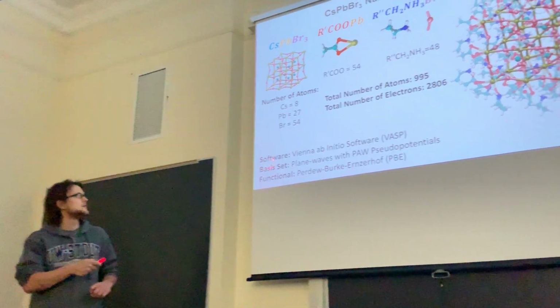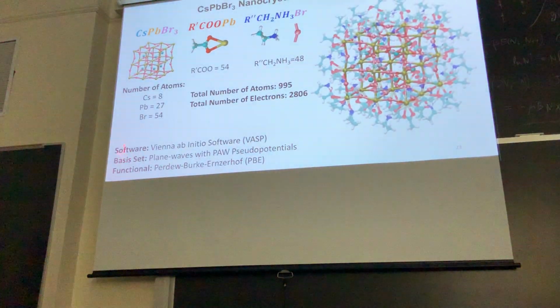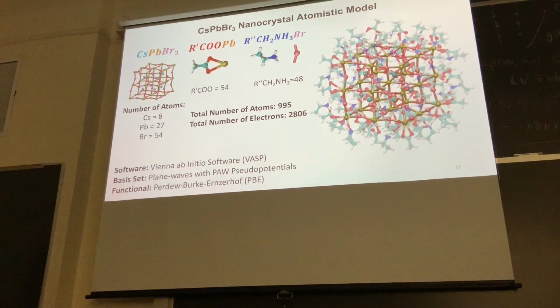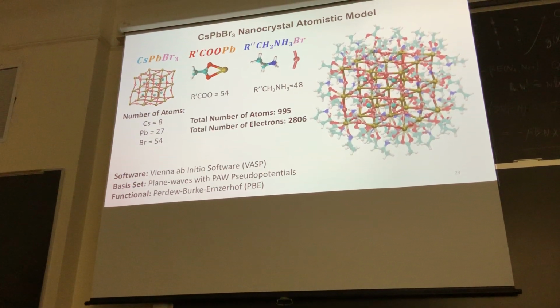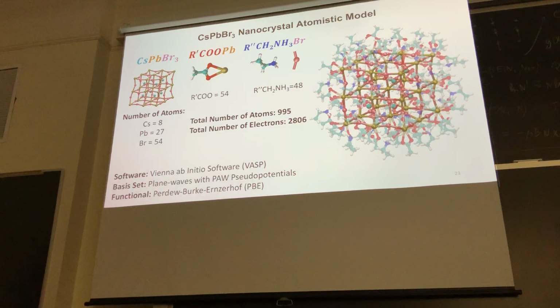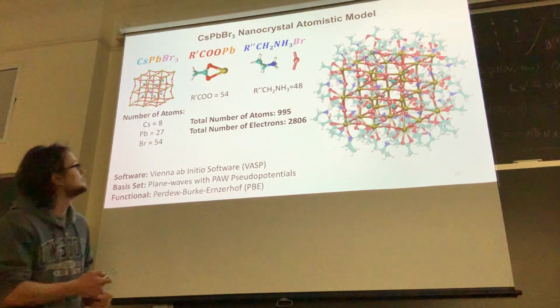And just a note on how we do our calculations. We use VASP software, a heavy initio software, and VASP uses periodic boundary conditions. By default, it uses plane waves, which describe the valence electrons. It uses pseudopotentials to describe core electrons. And then we use a PBE functional.